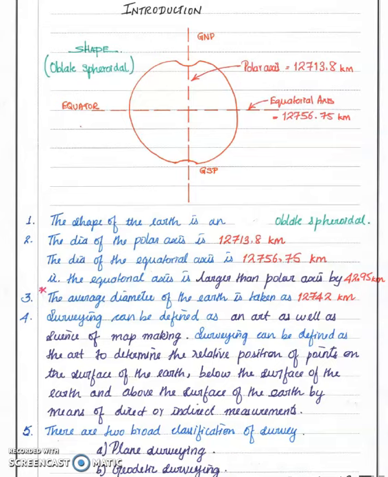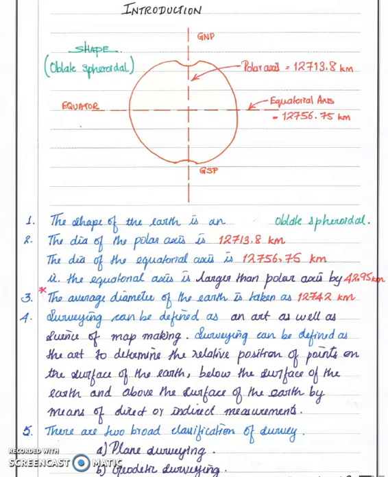There are two broad classifications: one is plane surveying and the other is geodetic surveying. In plane surveying, the survey lines are considered as straight lines. But in geodetic surveying, the survey lines are considered as curved lines. It means that the curvature of Earth is considered in geodetic surveying, but in plane surveying, the curvature of Earth is not considered.